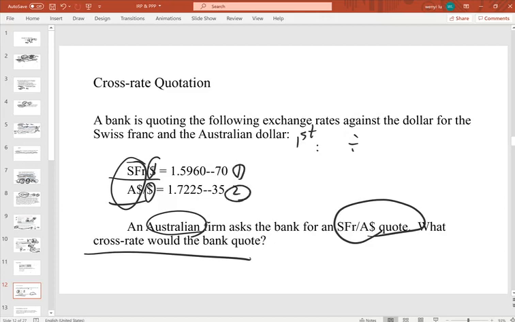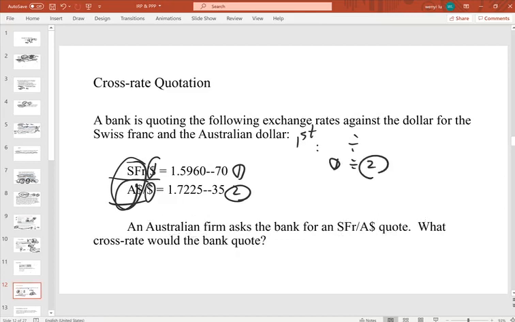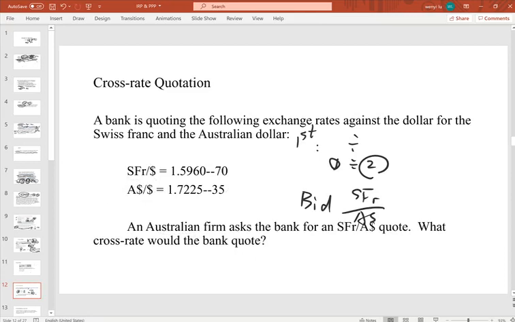Let's decide. You can see the Swiss franc is in the top and the Australian dollars is in the bottom, so we must use 1 divided by 2. Now let's solve the bid price between the Swiss franc and Australian dollars. Since we already determined it is division, now we must use cross division.